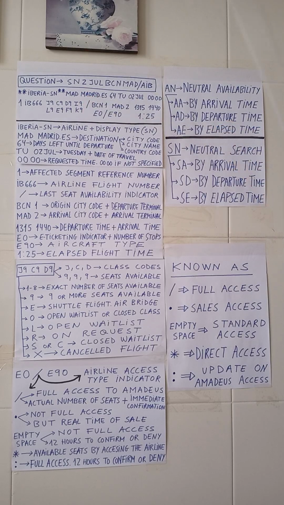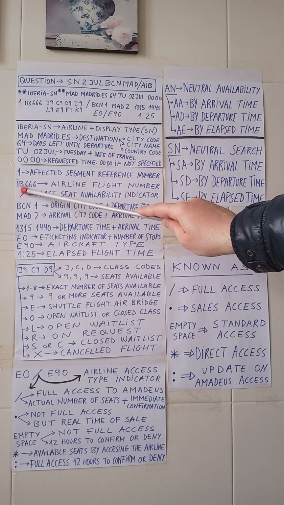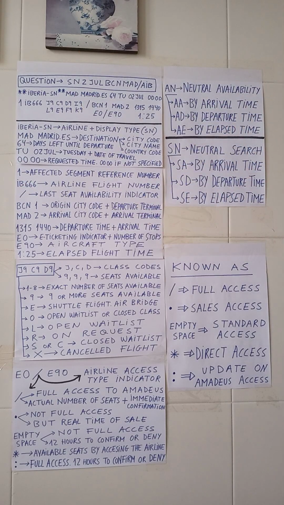Slash is the indicator, and here, slash here and here, is the indicator that separates the codes of the number of seats in each class from the rest of the information. BCN1 refers to the code of the city of origin and the departure terminal at which the flight will take off. In this case, it would take off from terminal number 1 of Barcelona Airport.